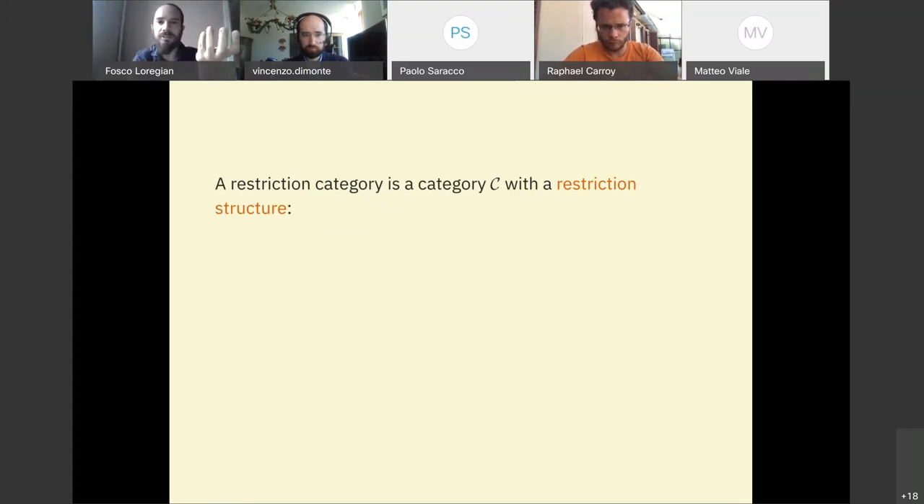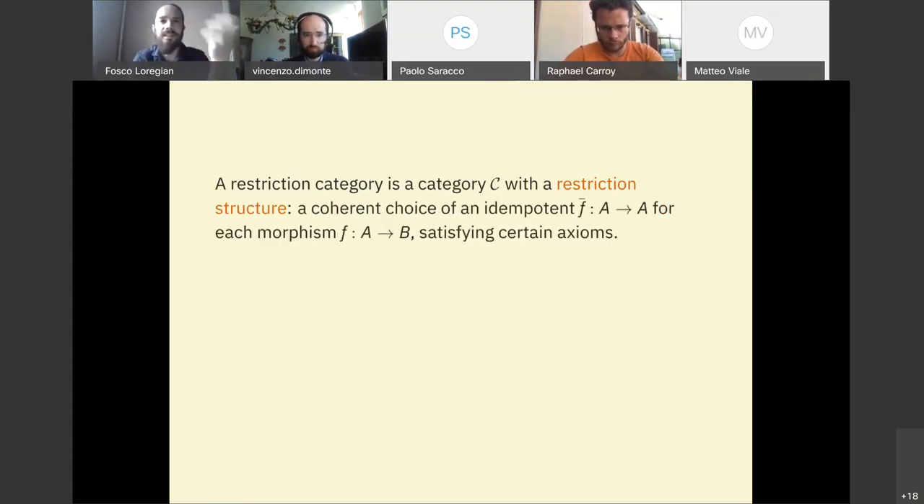What is a restriction structure in this philosophy? Well, it's a category that behaves like the category of sets and partial functions. In this category, you specify a suitably coherent choice of a certain idempotent morphism attached to every morphism F. The idempotent will be F bar. And these F bars satisfy a lot of axioms to the effect that in the end, your category will behave like a generalized model of sets and partial functions.